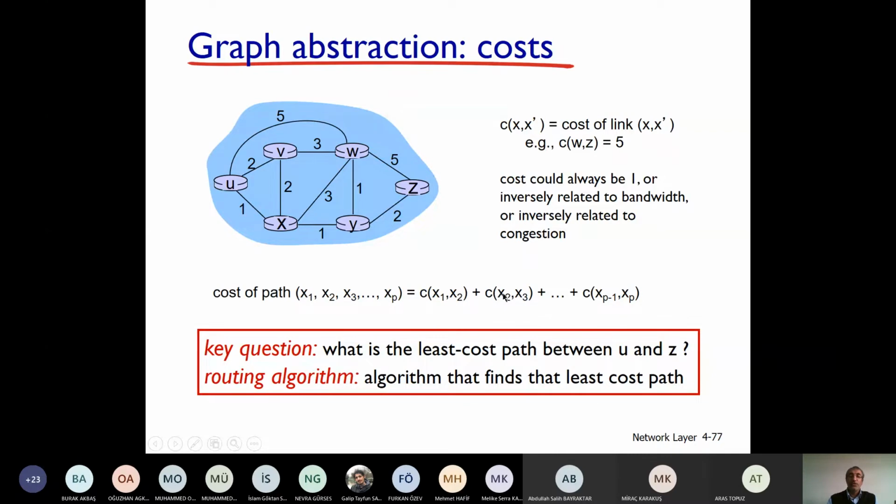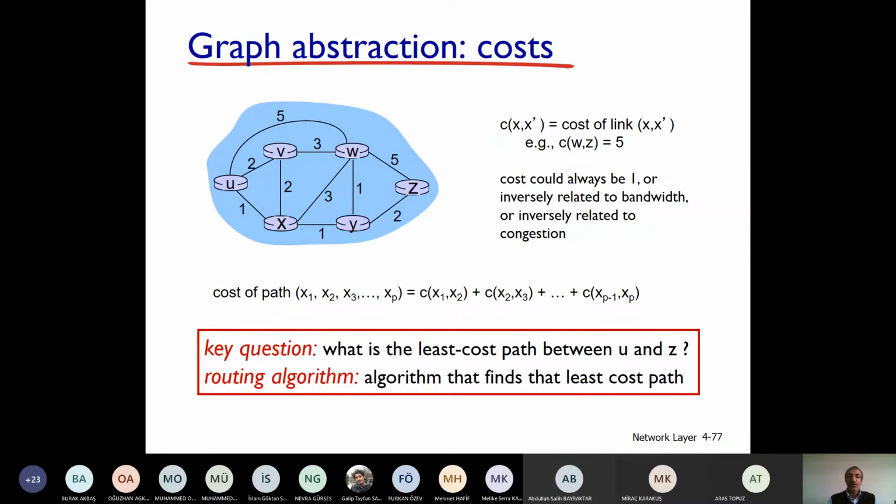So the question here is, what we are trying to find is the least cost path between U and Z. In our case, U is the source and Z is the destination. What is the least cost, minimum cost path between U and Z? As you can see, there are many possible ways to reach Z from U, but among these potential paths, which one is the least cost path? That's the question that we are trying to answer.